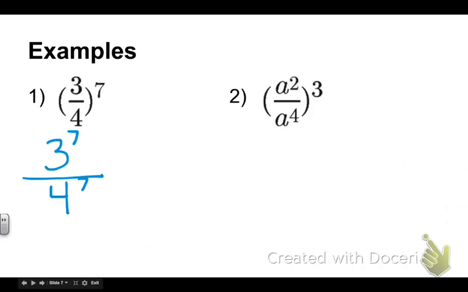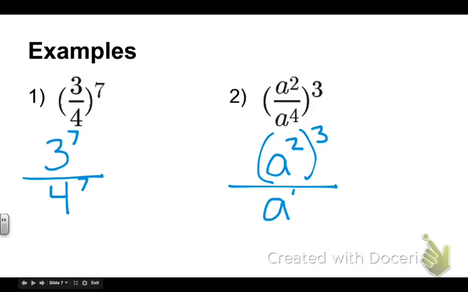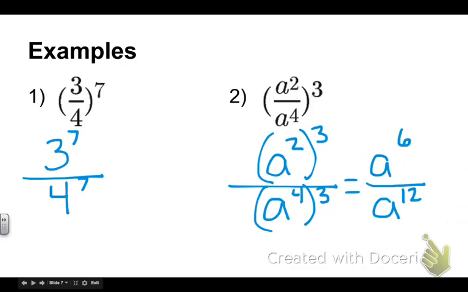Right? Now it's the same thing with the second example. But this time we're going to have a squared to the 3rd power all over a to the 4th power to the 3rd power. Now the simplifying part, if you remember our rules, when we have a power raised to a power, we multiply that. So that's actually going to be a to the 6th all over a to the 12th.